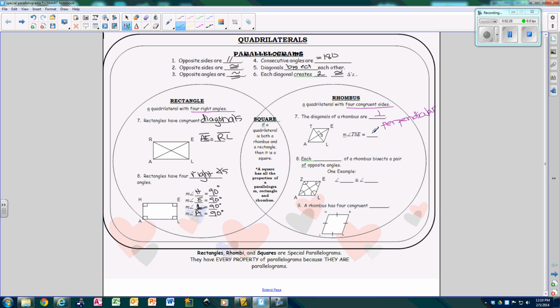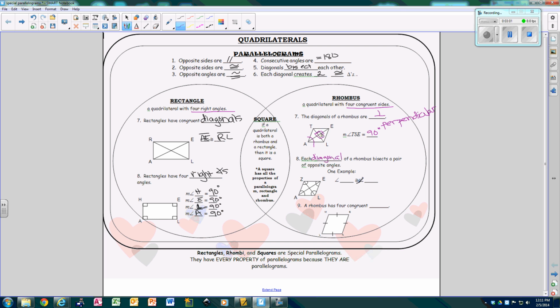So if you need to write it out, they are perpendicular. So that means that the measure of angle TSE, which is this angle right here, is 90 degrees. So if that one's 90, all 4, it's 90 all the way around. So you get 4 little right triangles. Now, we got 2 diagonals here. Each diagonal of a rhombus bisects the opposite angle. So for example, this angle right here, TAL, is now 2 equal angles. So I got TAS and LAS.